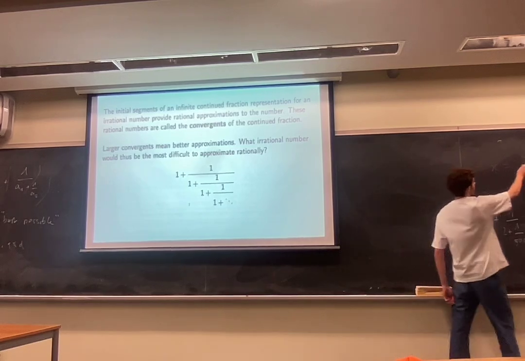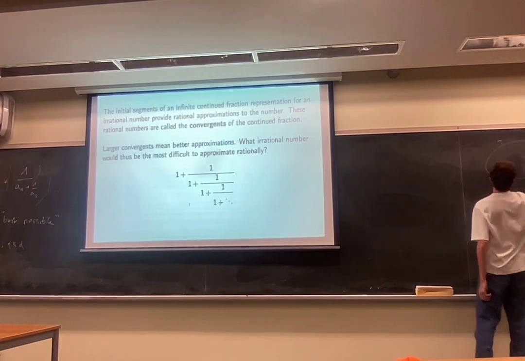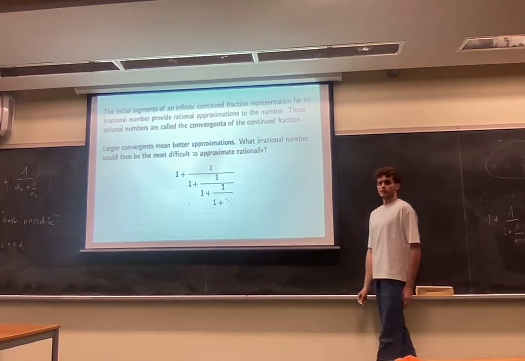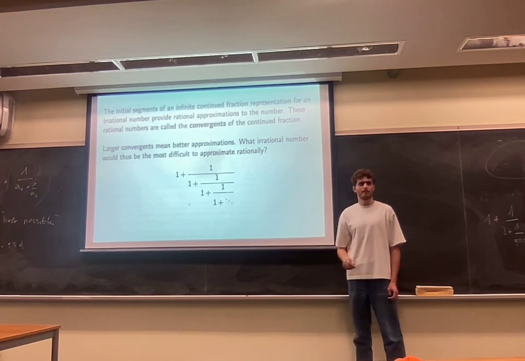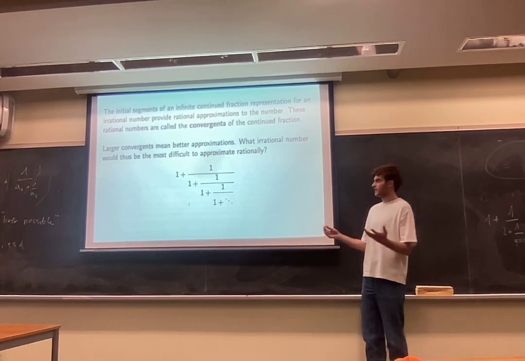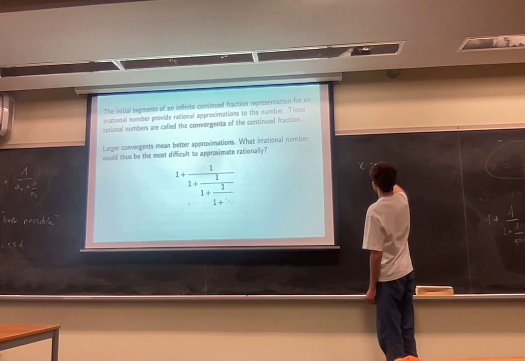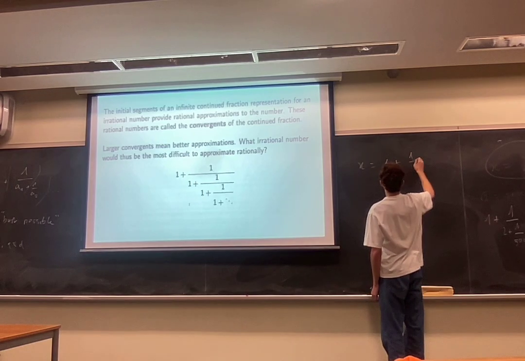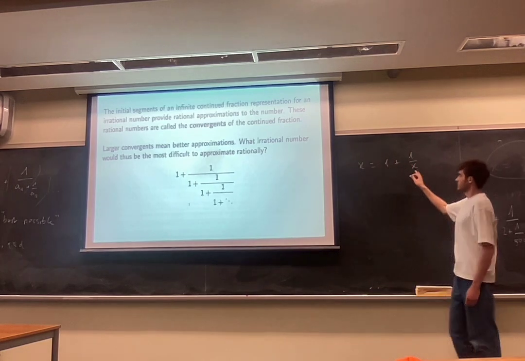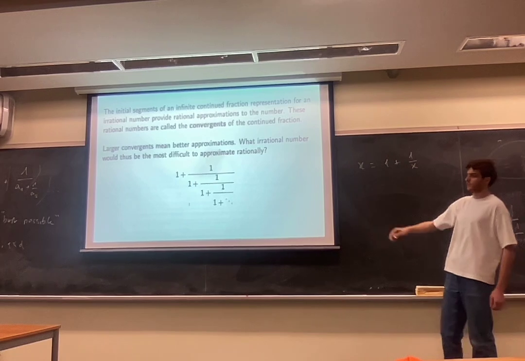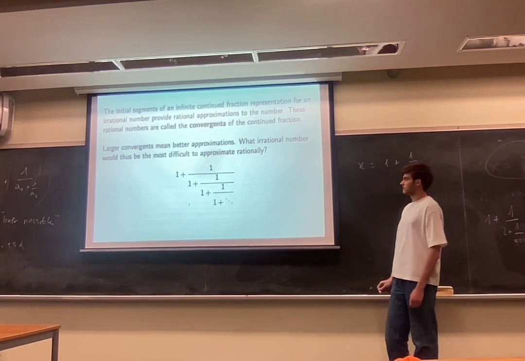For square root of 2, we found this sort of recursive formula. Can anyone find me a recursive formula for this continued fraction? Yes? x is equal to 1 plus 1 over x. Exactly. You have x is equal to 1 plus 1 over x, right? Because you can just keep on replacing x every time, you get this infinite descending chain of ones.